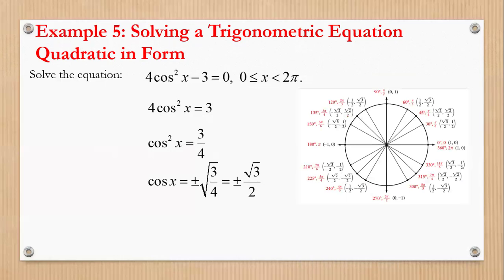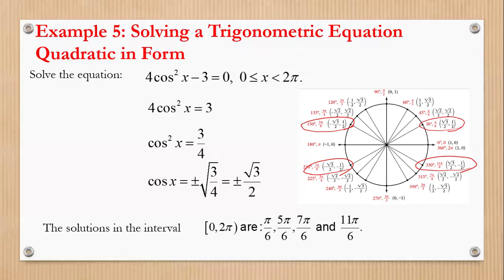Let's look at the unit circle. Cosine is the x. So all of the angles that the x value is positive and negative root 3 over 2. Positive root 3 over 2, negative root 3 over 2. Negative root 3 over 2, positive root 3 over 2. These are all of the possible solutions because the x value, or the cosine of these angles, is root 3 over 2 in absolute value. So the answers are pi over 6, 5 pi over 6, 7 pi over 6, and 11 pi over 6.